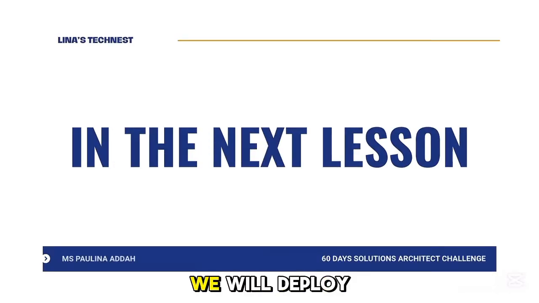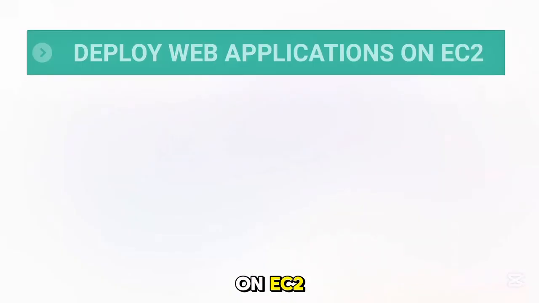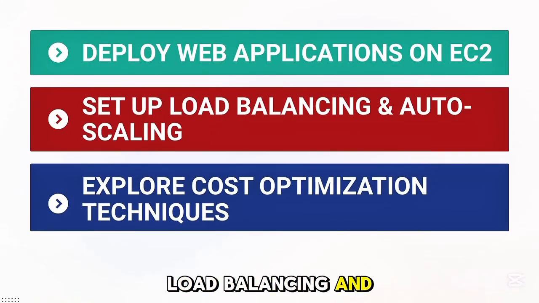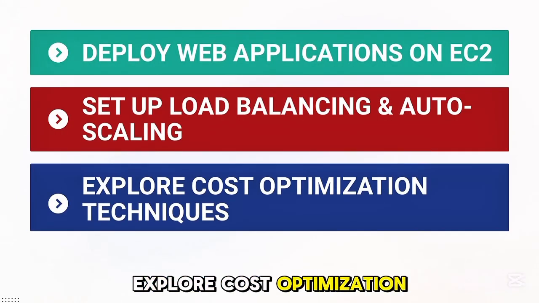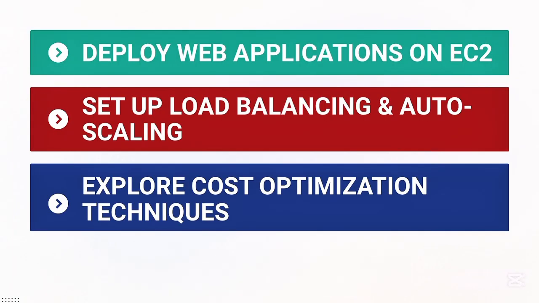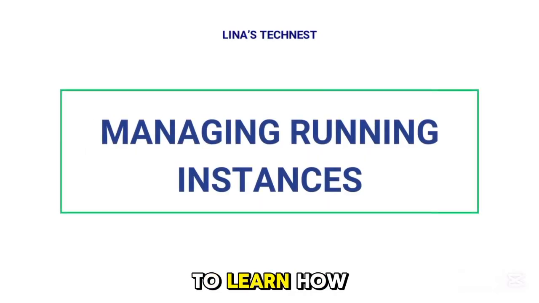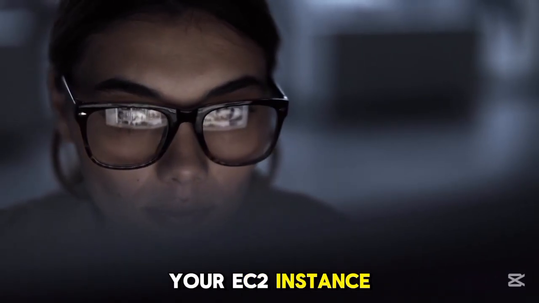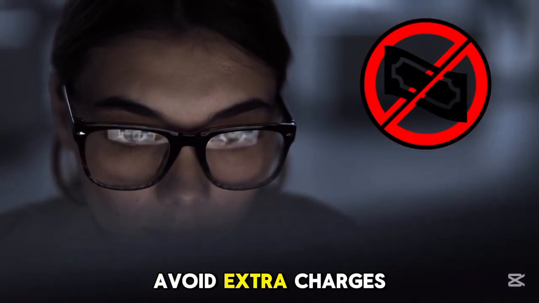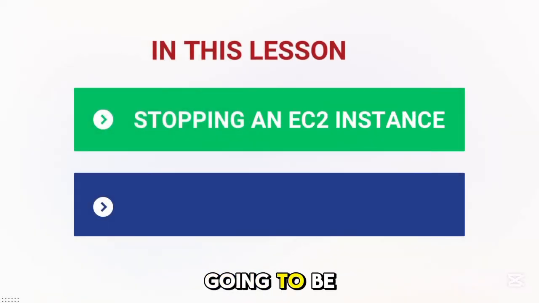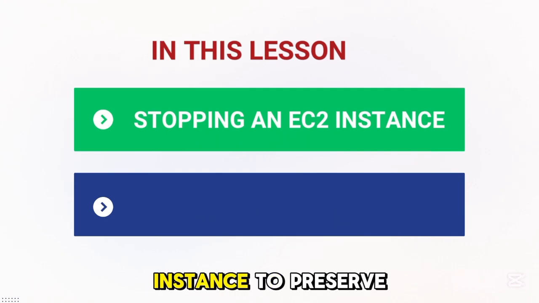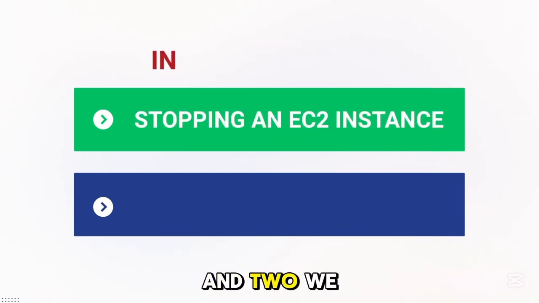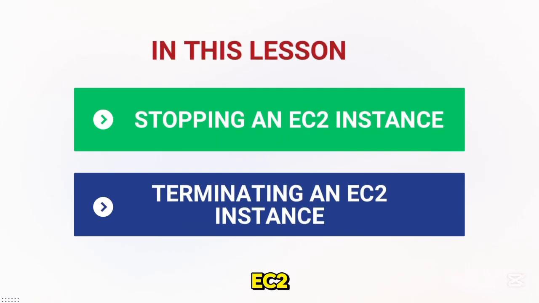In the next lesson, we will deploy a web application on EC2, set up load balancing and auto-scaling, and explore cost optimization techniques. We are going to learn how to manage our running instances. Once you are done working with your EC2 instance, you can shut it down to avoid extra charges. So we are going to be doing two things. One, stopping an EC2 instance to preserve our data, and two, terminating an EC2 instance permanently to delete the data.